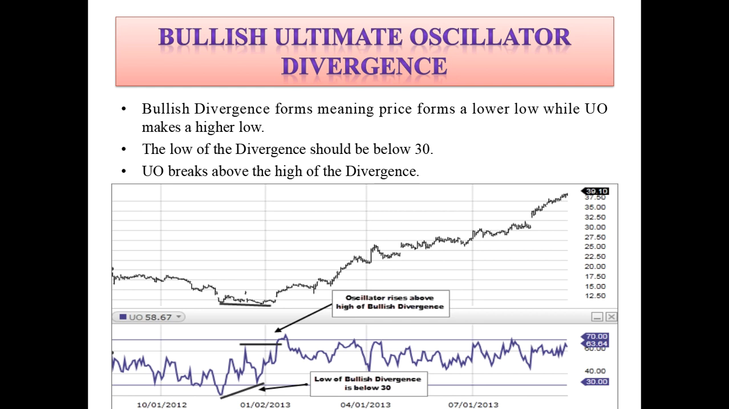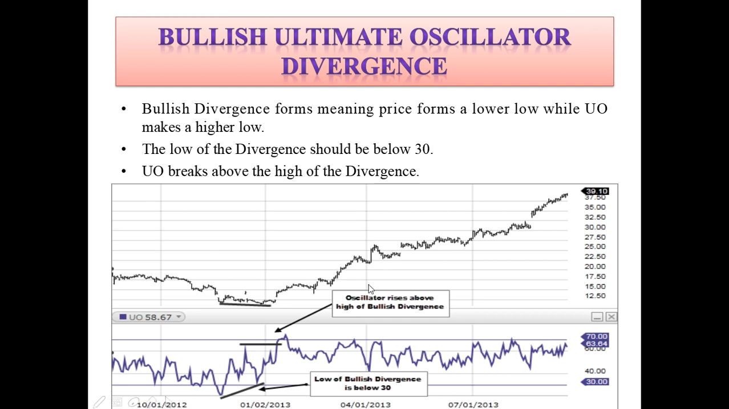The bullish divergence forms when price forms a lower low while the Ultimate Oscillator makes a higher low. The low of the divergence should be below 30 and the Ultimate Oscillator breaks above the high of the divergence.